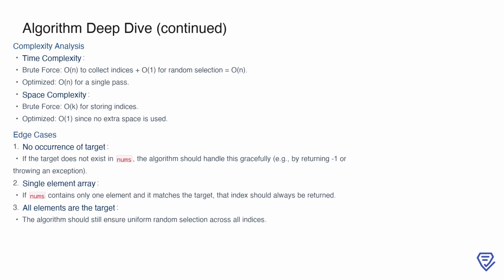Now, we also need to consider edge cases. First, if the target does not appear in the array, the algorithm should handle this gracefully, perhaps by returning -1 or throwing an exception. Second, if the array contains only one element and it matches the target, the algorithm should always return that index. Finally, if all elements in the array are equal to the target, the algorithm must still ensure uniform random selection across all indices, maintaining fairness in the output.